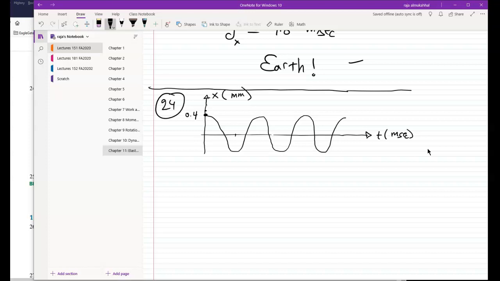And right here is a 1. Right here is a 2. Right here is a 3, and so on. Got it? And then the lowest point, of course, is going to be negative 0.4. Here's how you do it.